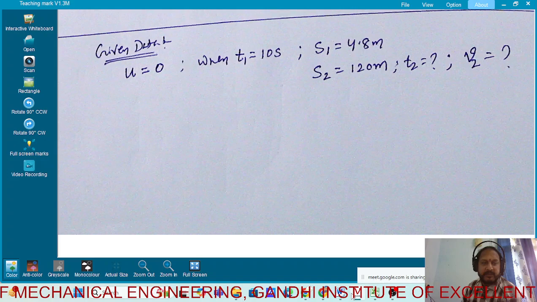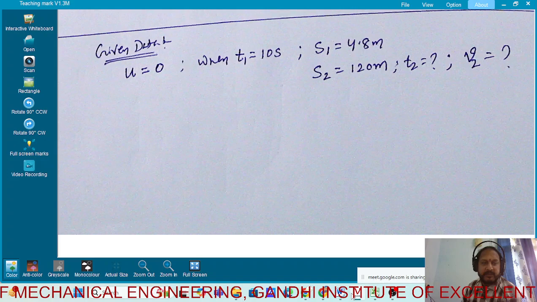4.8. We are using this particular first line. When initial velocity is 0, T1 is 10 seconds, S1 is 4.8 meter. And ut becomes 0, because initial velocity is 0. Yes or no? I am writing directly: 4.8 is equal to half a t1 square. Is it correct? Yes, sir. Half a t1 square.